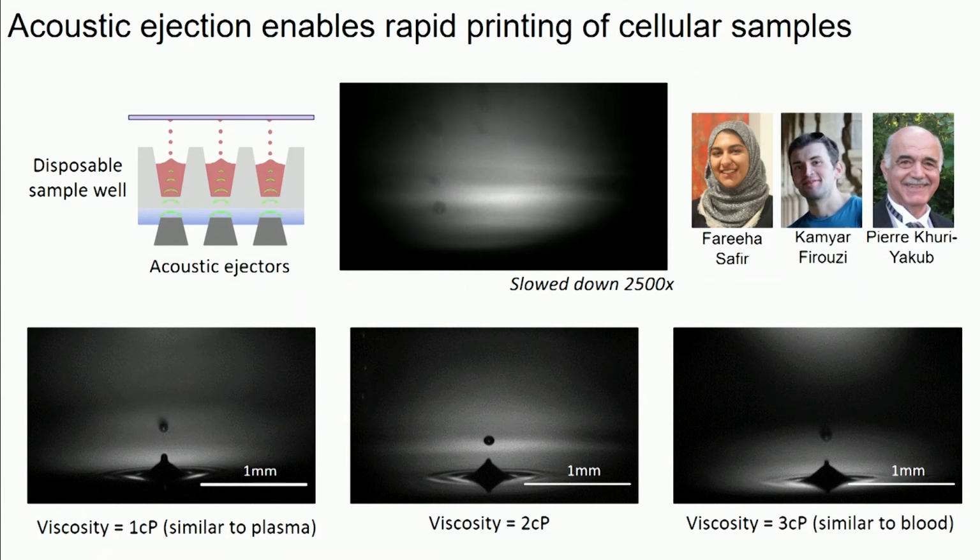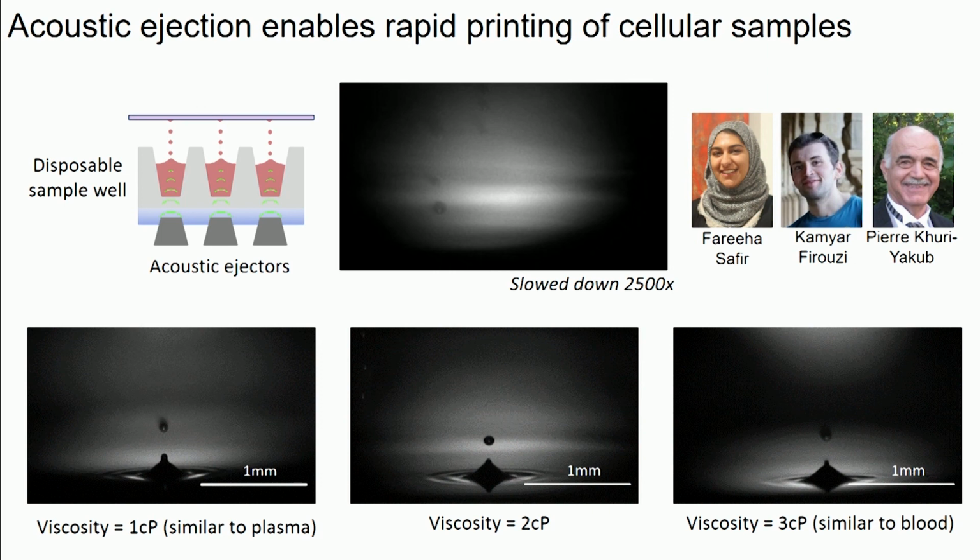We don't need a nozzle to control the size of the droplet or anything like that. So we avoid all the contamination and the clogging issues that are typical for the bioprinting procedures that people have been struggling with. We were able to print from various viscosities, ranging from 1 centipoise to 3 centipoise of fluids. And these are the typical values for plasma and blood.